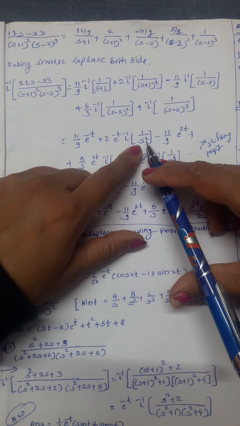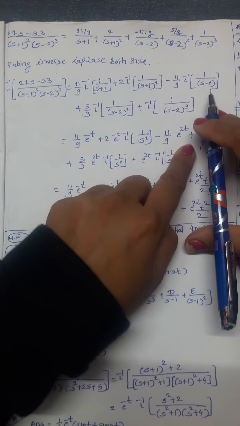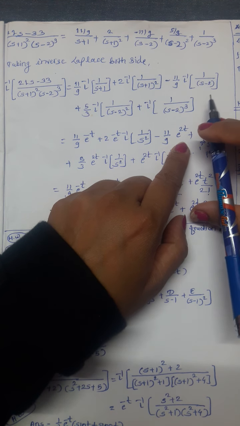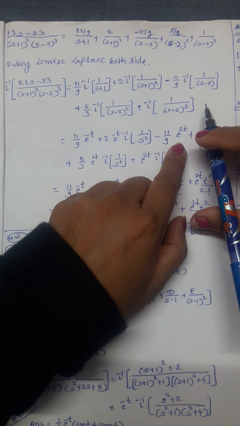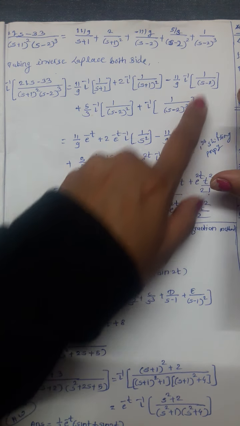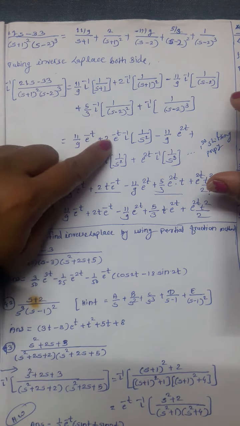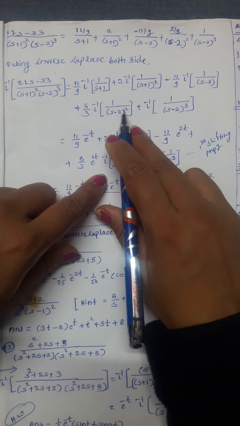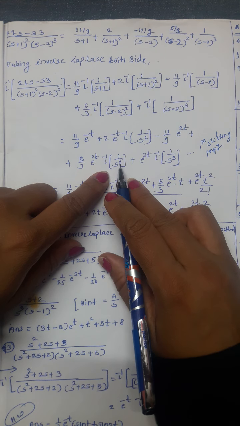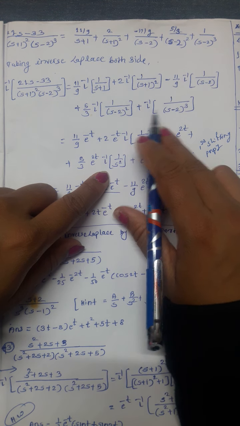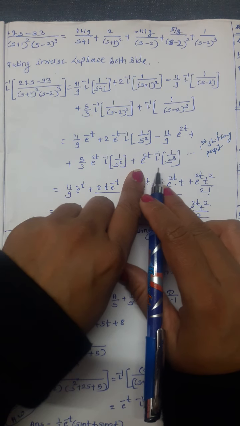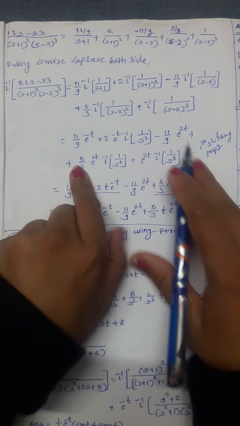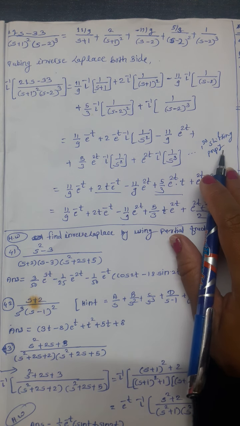We get here 1 upon s square. Here e raised to 2t goes outside, since s minus 2 is there. Here e raised to 2t gets outside and L inverse of 1 upon s square, just delete this minus 2, as it is, plus L inverse of, here e raised to 2t again outside, just delete this minus 2, we get s cube. This is the first shifting property we have already studied.